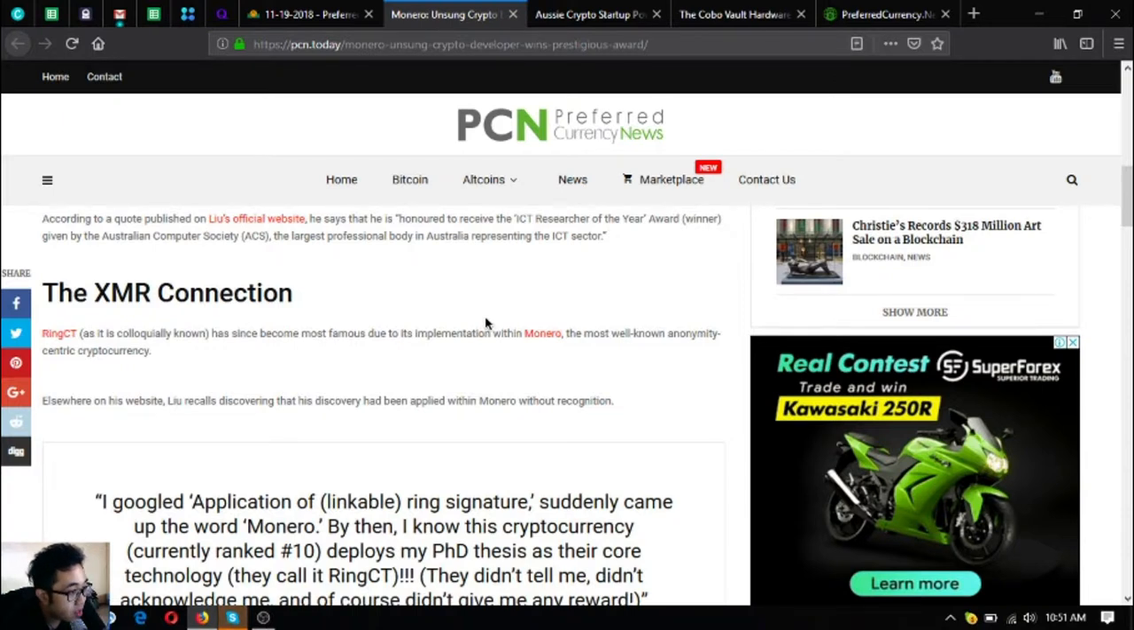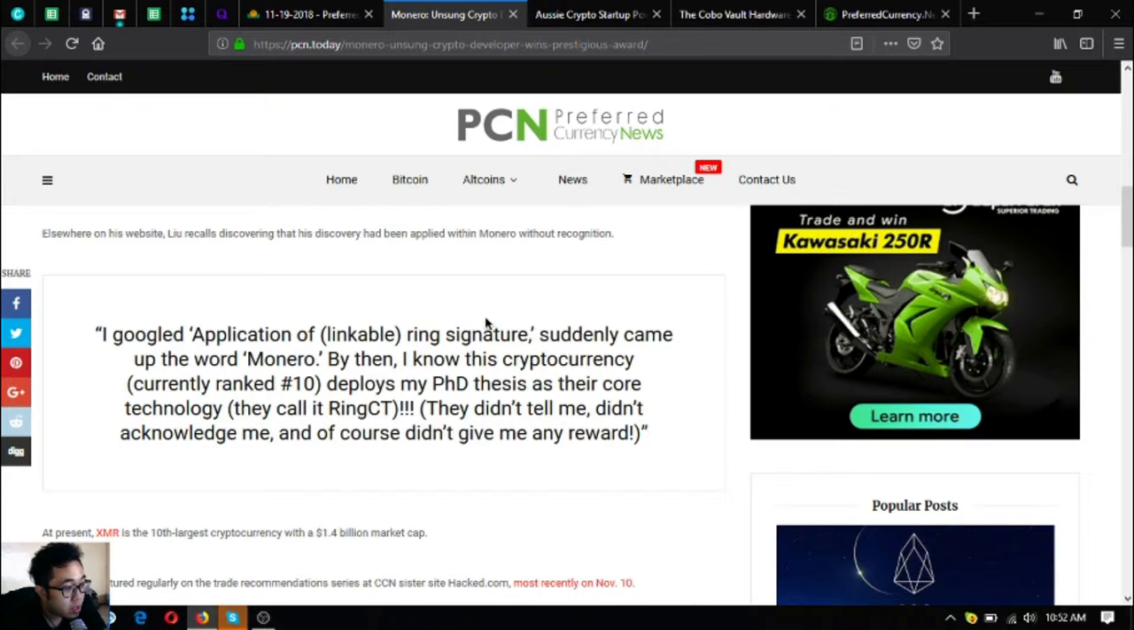The XMR connection. Ring CT, as it is colloquially known, has since become most famous due to its implementation within Monero, the most well-known anonymity-centric cryptocurrency. Elsewhere on his website, Liu recalls discovering that his work had been applied within Monero without recognition. "I googled application of linkable ring signature. Suddenly came up the word Monero. By then, I knew this cryptocurrency, currently ranked number 10, deploys my PhD thesis as their core technology. They call it Ring CT. They didn't tell me, didn't acknowledge me, and of course didn't give me any reward."